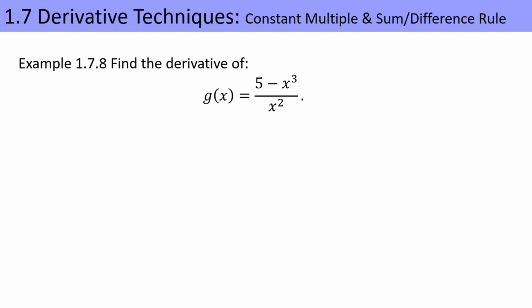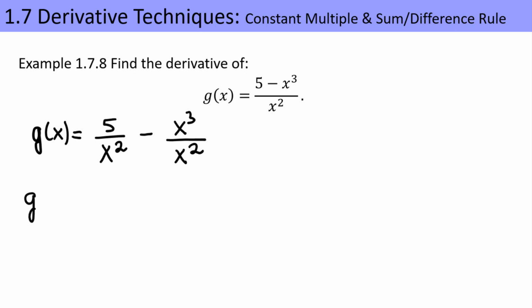In order to find the derivative of this function, we need to simplify first with a little bit of algebra. So we begin. g of x is equal to, and we'll separate the numerator terms, 5 divided by x squared minus x cubed divided by x squared. Let's continue to simplify some more using our rules of exponents. Then we get g of x equals 5 times, we can move the 1 over x squared into the numerator by writing it as x to the minus 2, and then minus x cubed over x squared simplifies to x.